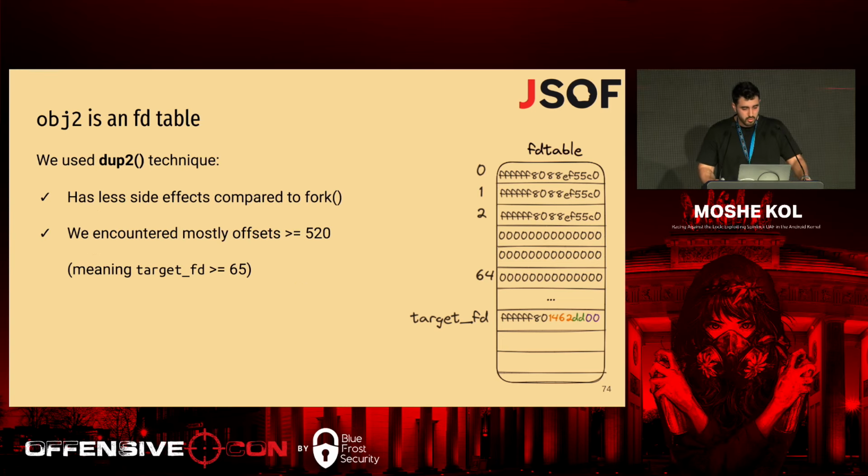In our proof of concept, we chose the dup2 technique because, first, it has fewer side effects compared to fork, and second, we encounter mostly offsets which are greater than or equal to 520. This translates to an FD which is greater than 64, so it was a perfect fit for us.